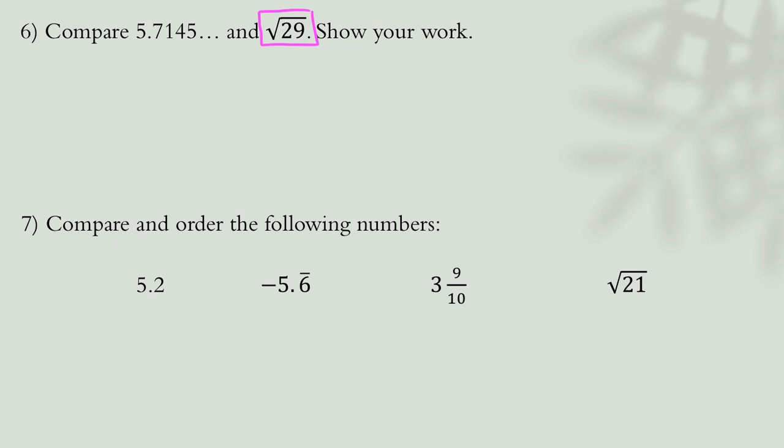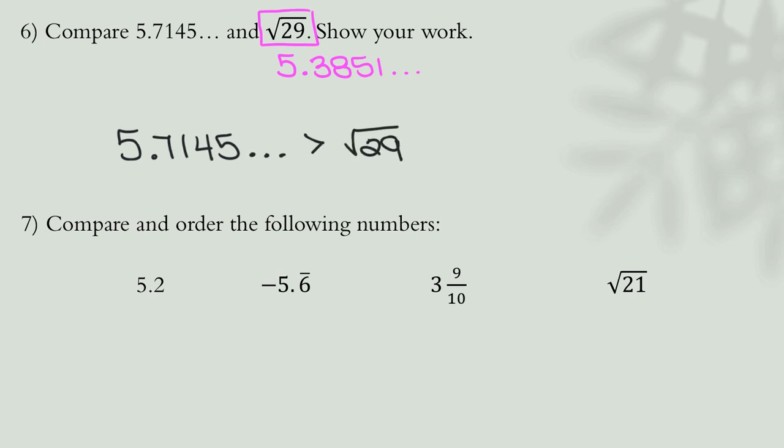So second x squared. Type in our number. Lucy, what did you get? 5.3851. Now we can compare that to 5.7145. Kate? 5.7145 is greater. Very good. So our statement: 5.7145 is greater than the square root of 29. Very good. Notice when I write my answer, I put it back in the original numbers, not my work numbers. Okay?